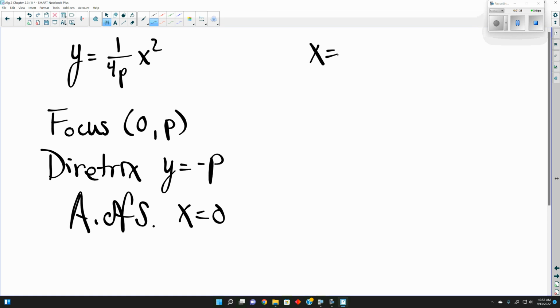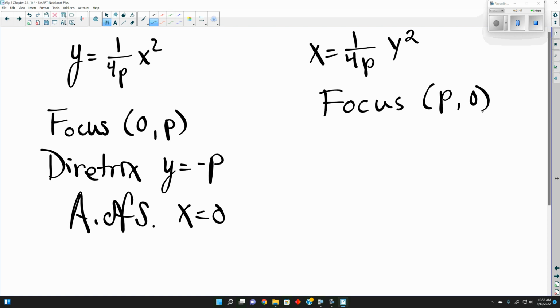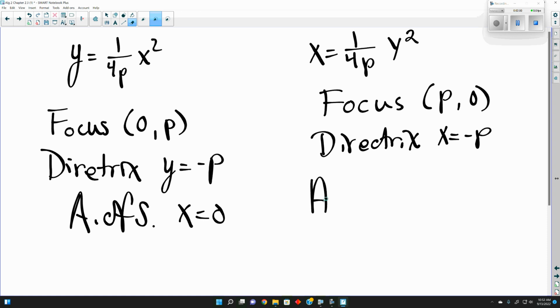The other equation we had was our x is equal to 1 over 4p times y squared, where the focus was the point p comma 0, and our directrix was the equation x is equal to negative p, and our axis of symmetry was y is equal to 0. And these are the main two equations that we had.